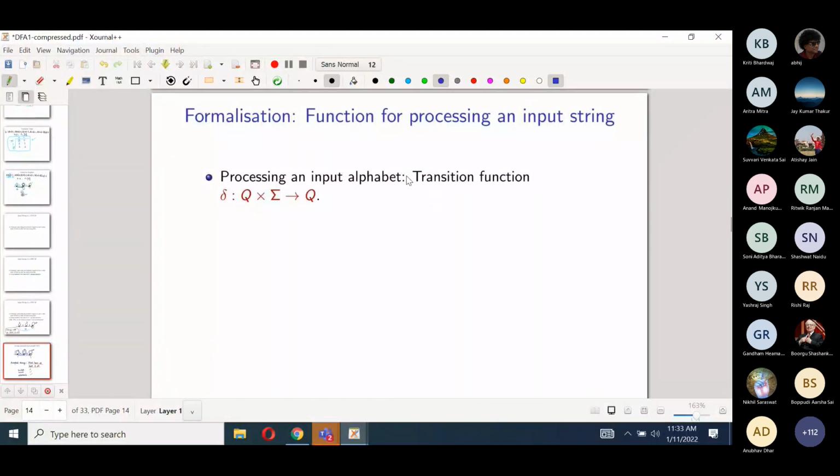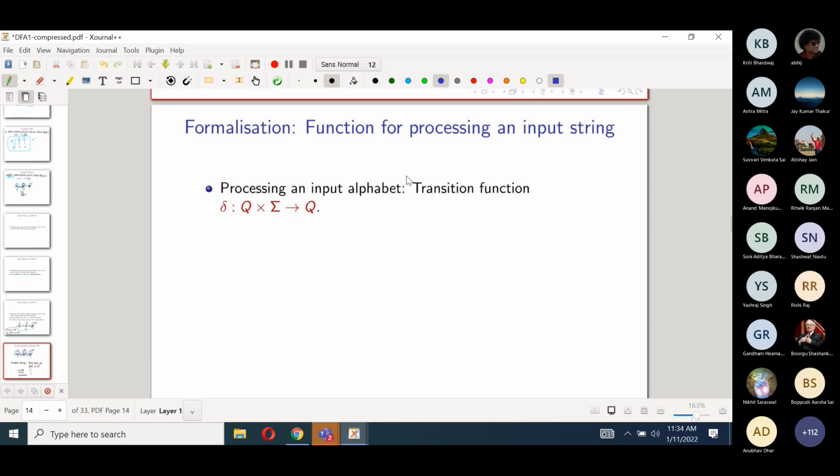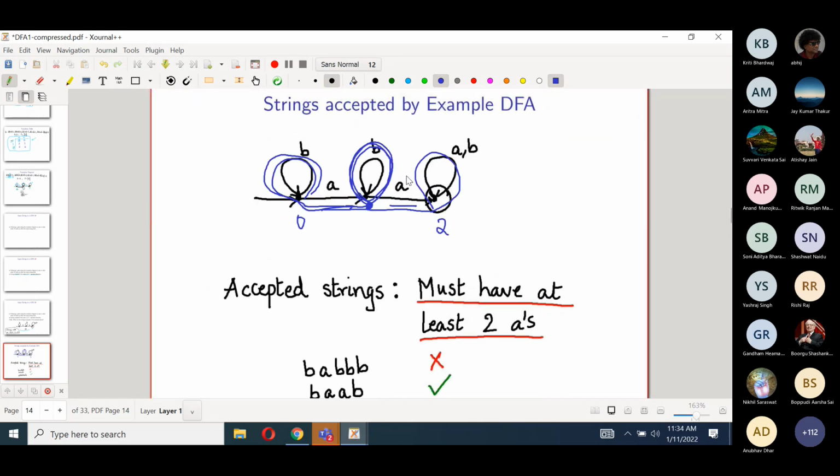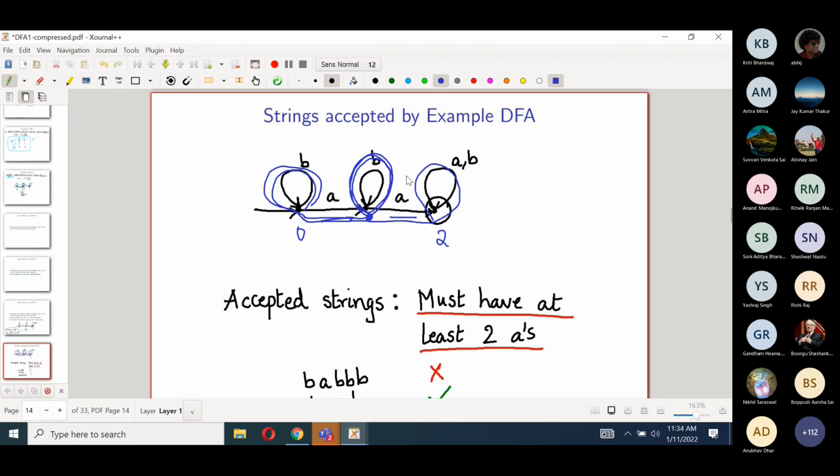Okay, so now we need to formalize what we are saying in terms of a string corresponding to a labeled path in the transition diagram. We have formalized the fact that a particular transition corresponds to a directed edge in my transition diagram. So a one-step transition is corresponding to a particular edge.